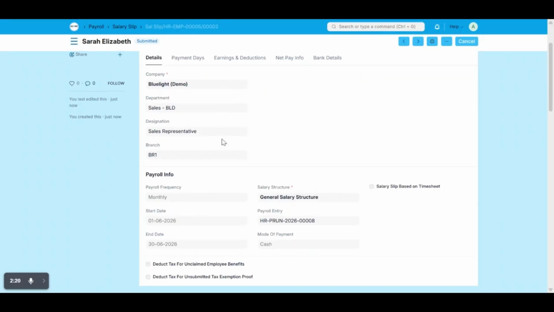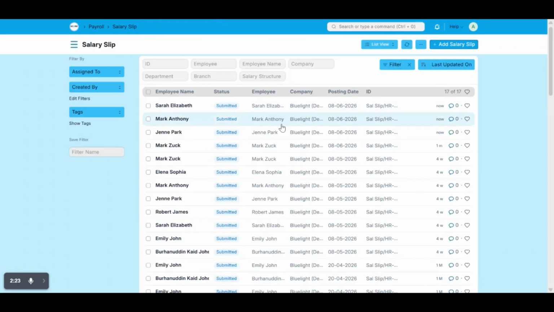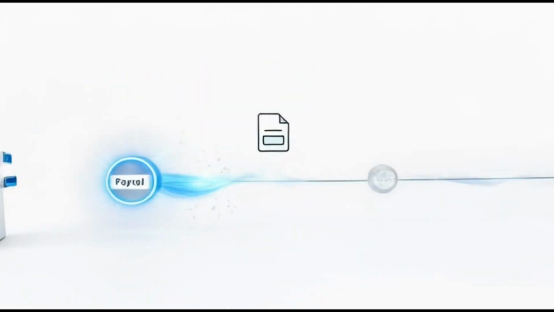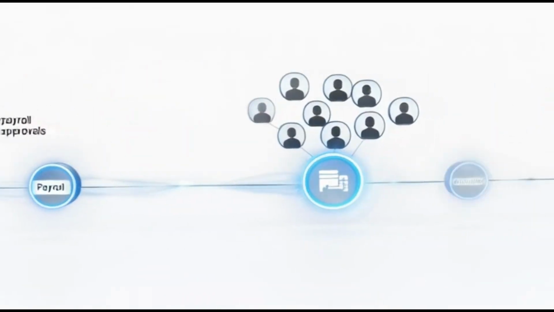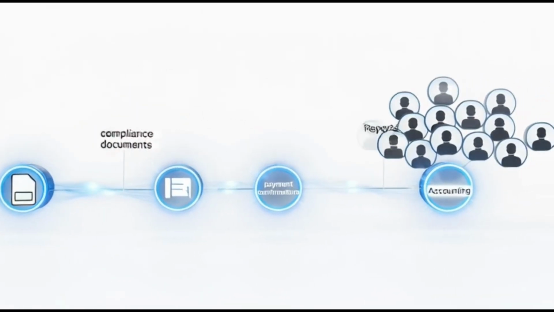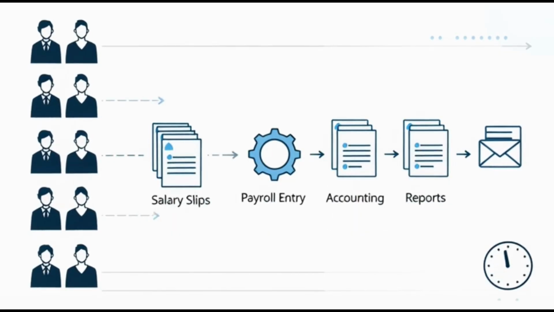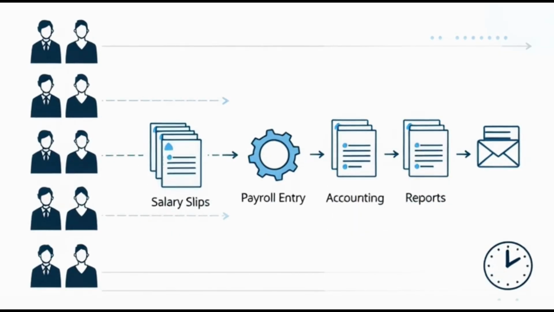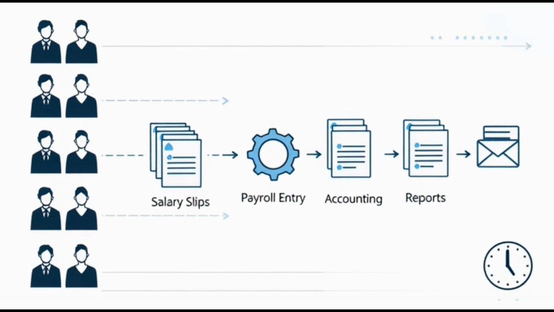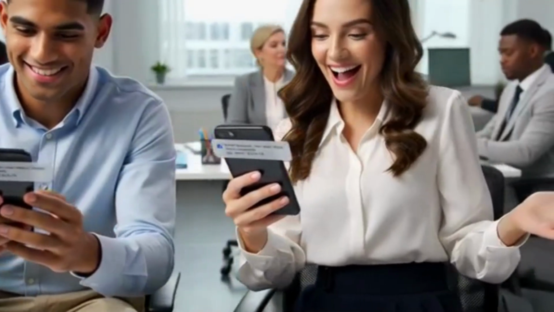In addition, all payroll transactions remain fully linked with employee records, salary structures, and accounting entries, ensuring complete transparency and traceability. Using payroll entry, organizations can process salaries for dozens or even hundreds of employees within minutes, while maintaining accuracy and consistency throughout the payroll cycle. This helps HR and finance teams save time, reduce manual effort, and ensure employees are paid correctly and on schedule. And that's how easy it is to manage payroll processing in Score ERP.